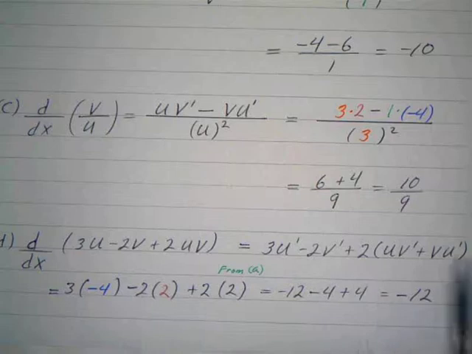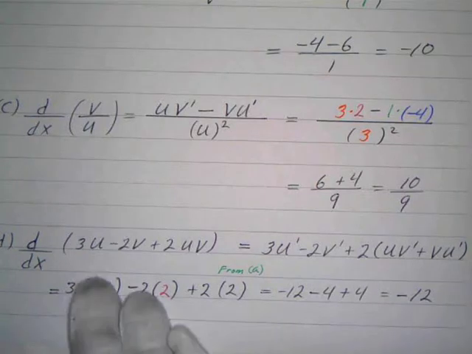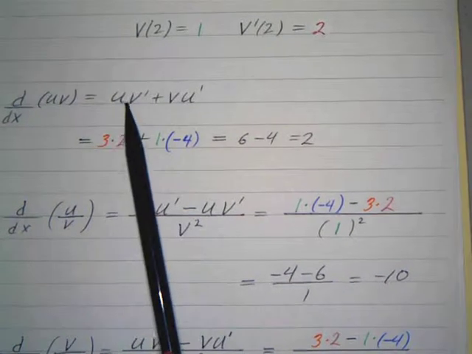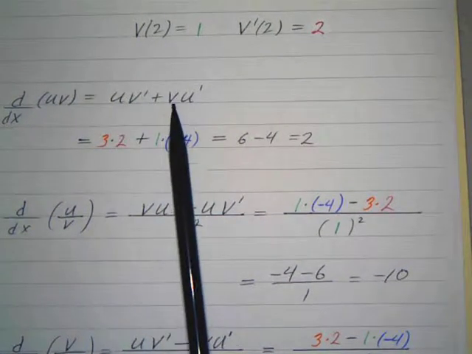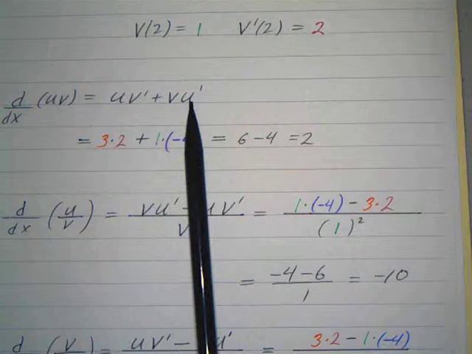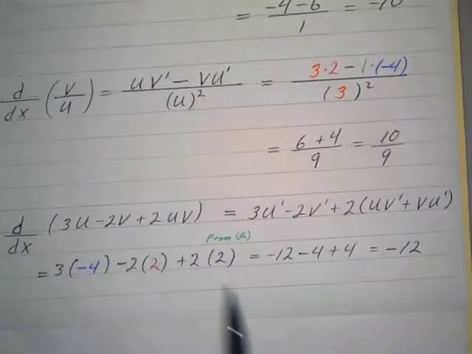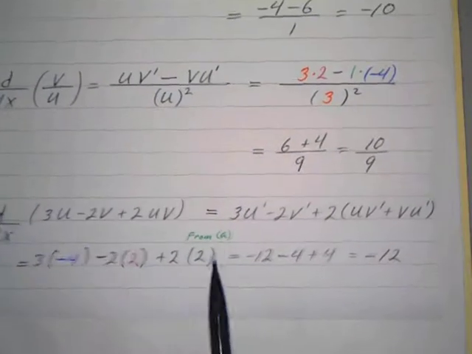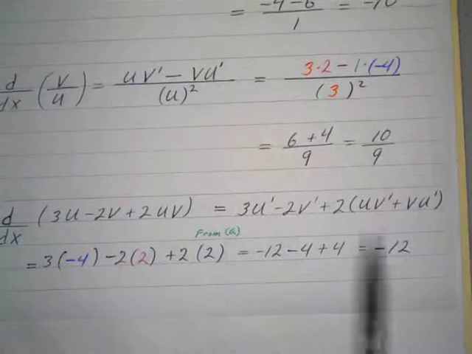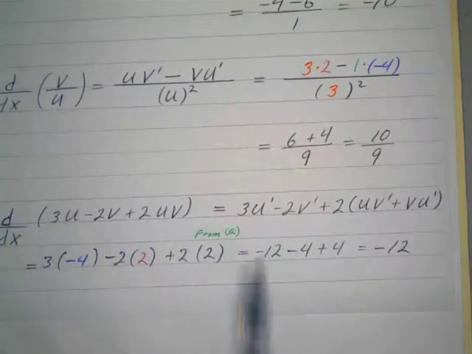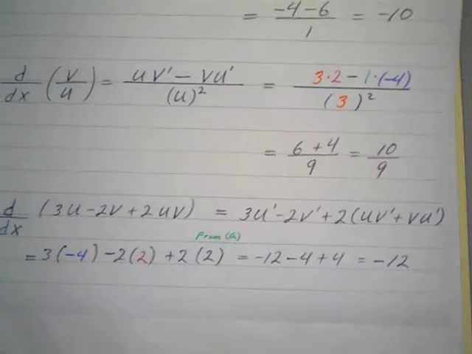And then we had 2 times this product rule, but we had the product rule up here. Remember in letter A, look up here at letter A, we already did that. u v prime plus v u prime was equal to 2, so we already did that. So I could just substitute that in rather than do all that work again. From letter A, I know that this product is going to be just 2. And that's going to be negative 12, negative 4 plus 4 is negative 12. So that was D.